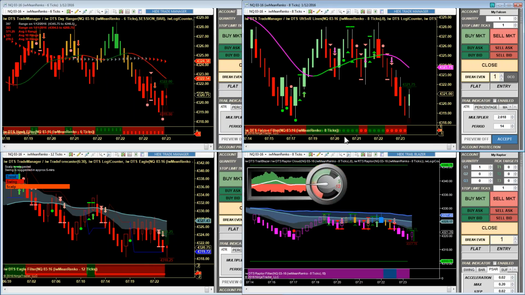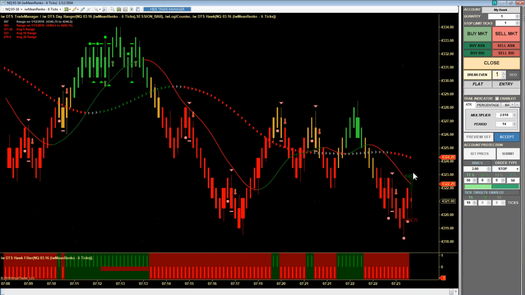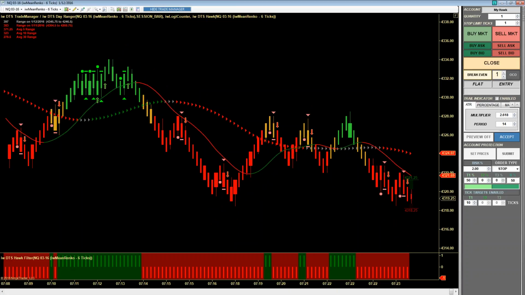Michael's asking, Eric, what are those numbers above, below the last bar? This is the logic counter, Mike. And it's standard with DTS. Because this is a range style bar, the logic counter actually tells me where this bar will finish. So let's say I wanted to enter below the low of the current bar for whatever reason. I know that the low of the current bar will be 43.18.25. So if I wanted to enter below that, I could place my entry order there.